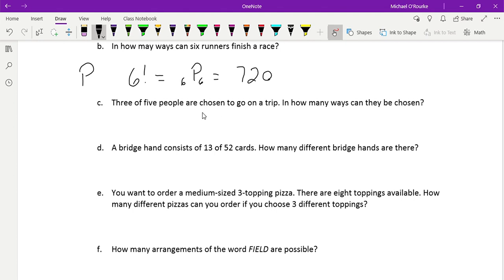Okay. So it is a combination. Okay. So I could write a combination like this, or I could write the combination like this. Okay. What's our answer there? Good job. 10.